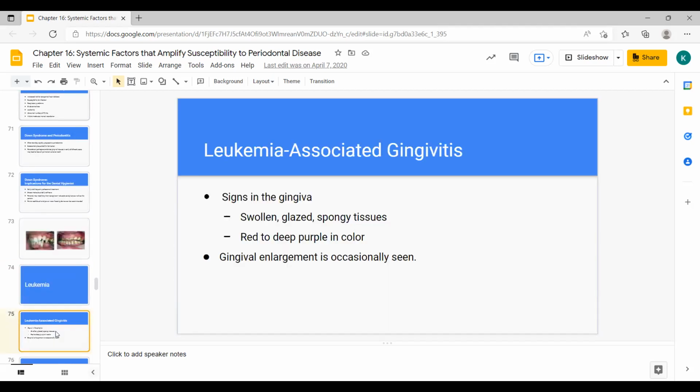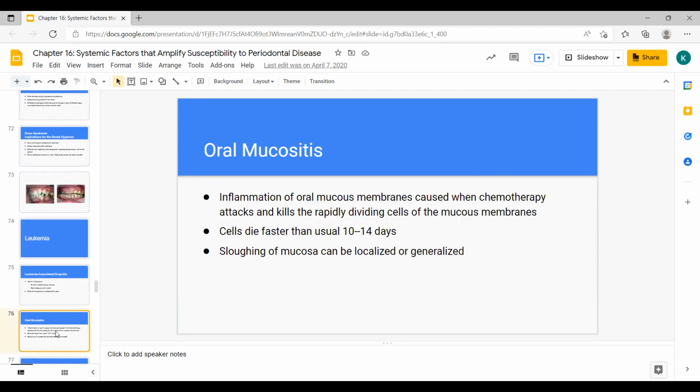Okay, leukemia, we've talked about this too. We're going to see swollen, glazed, spongy tissues, red to deep purple in color. It's going to bleed a lot, okay? Gingival enlargement.